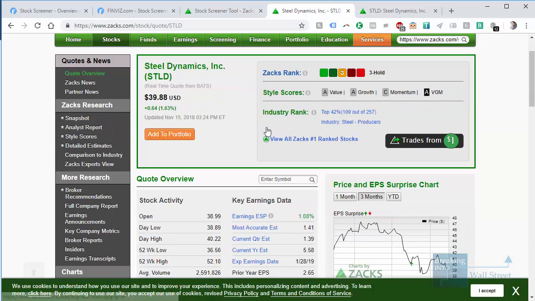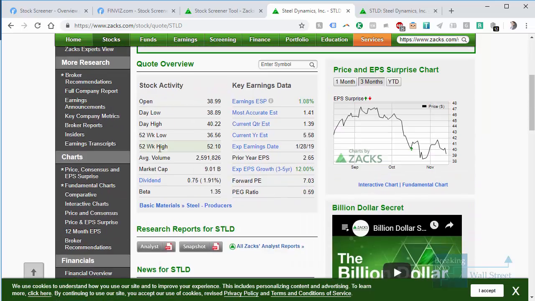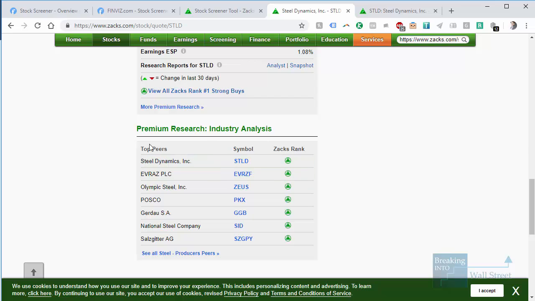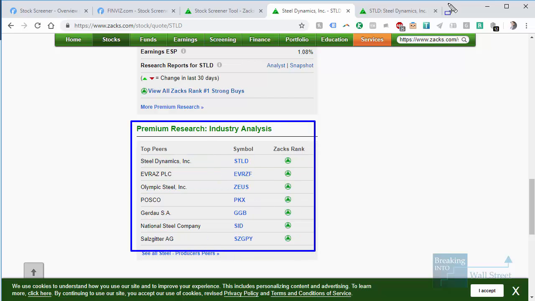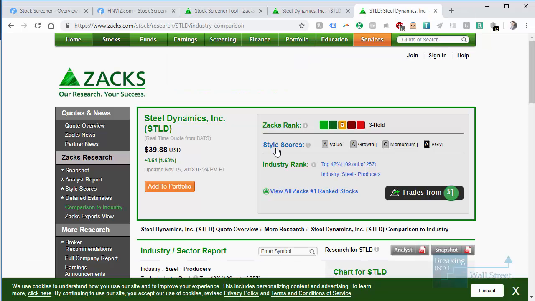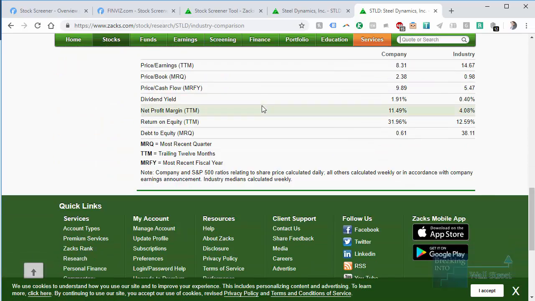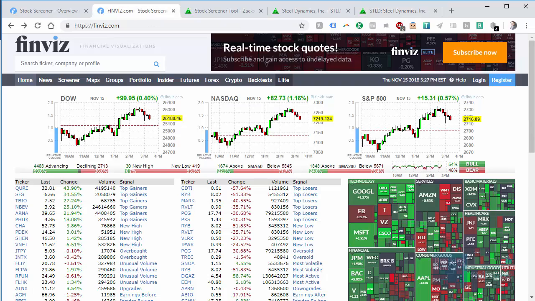And then you could click through and actually look at companies like Steel Dynamics here. And then you could go down and you could look at industry analysis, for example, and you could find the comparables like that. And then you could click through and click into them. And then you could also find the projections for the company like that as well.